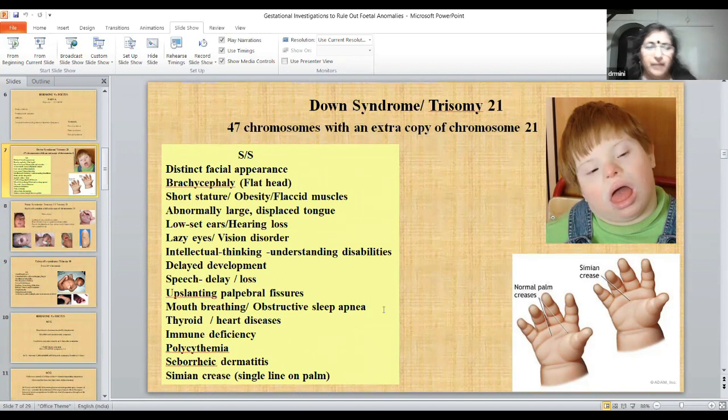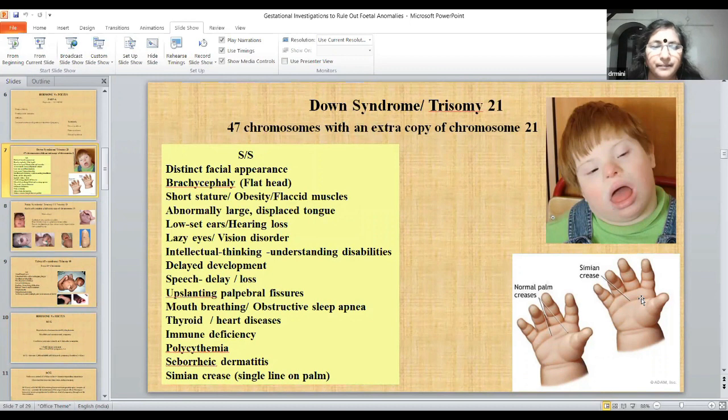Immune deficiency, so they are susceptible to all infections. And polycythemia; polycythemia means RBC will be increased, the opposite state of anemia. And seborrheic dermatitis, skin complications will be there. And simian crease. Simian crease is the crease in the palm; here is the picture. This first one is a normal palm with normal creases. But in a Down's baby, only a single crease will be there in the palm. Can you see this?